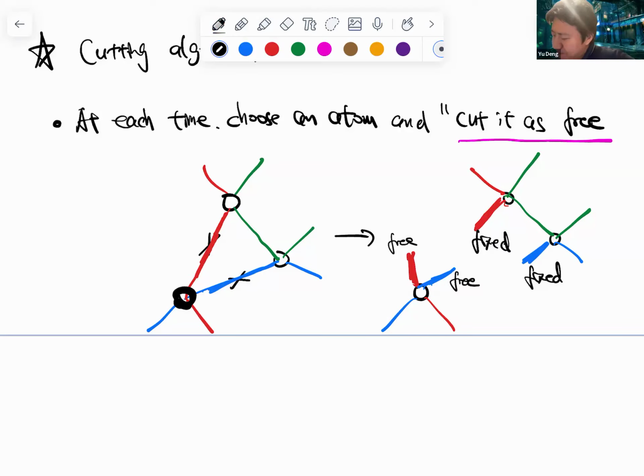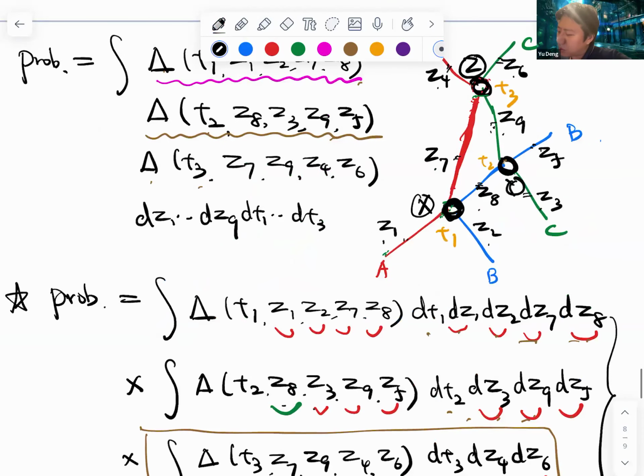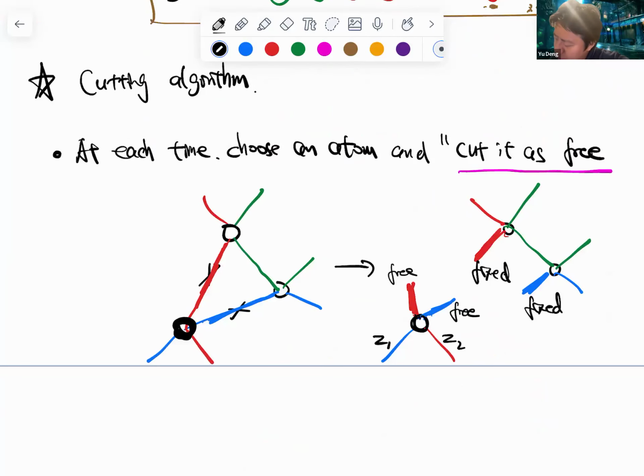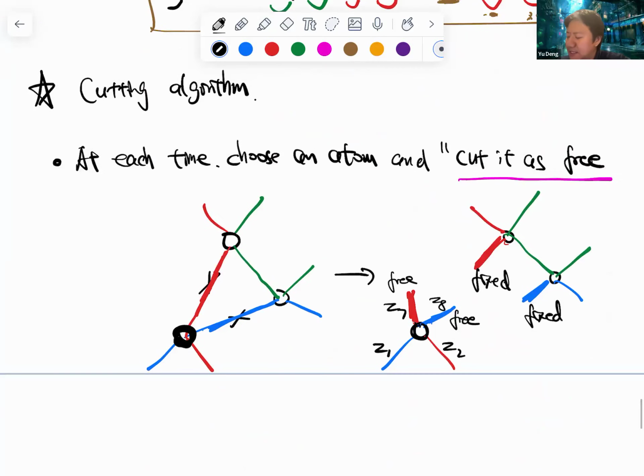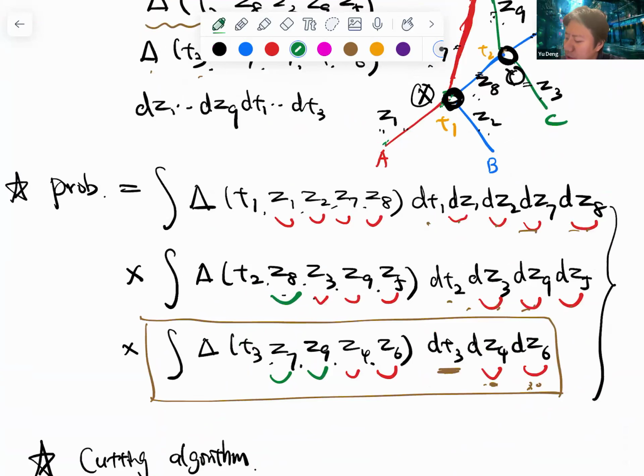Free and fixed means that, remember, the variables in the atom that we're cutting here exactly correspond to z1, z2, z7, z8. Remember, this is z1, z2, z7, z8. The fact that we are cutting this here just represents that we are writing this integral associated with this delta in the first line, and z1, z2, z7, z8 are exactly listed here. The fact that they are free means they are listed in the first line.